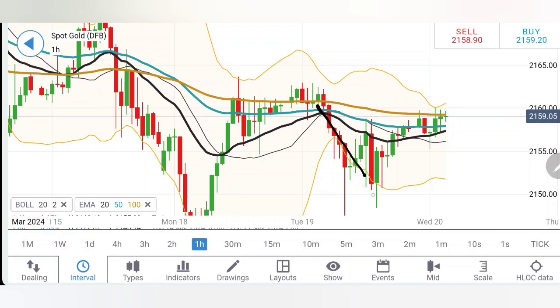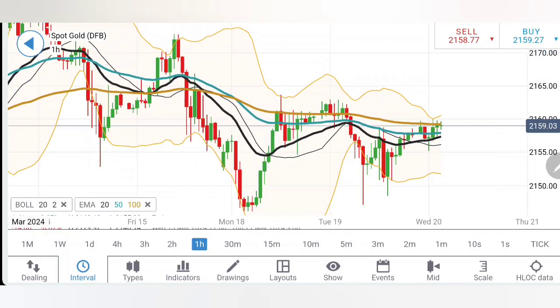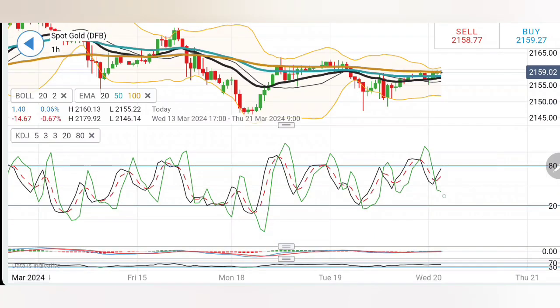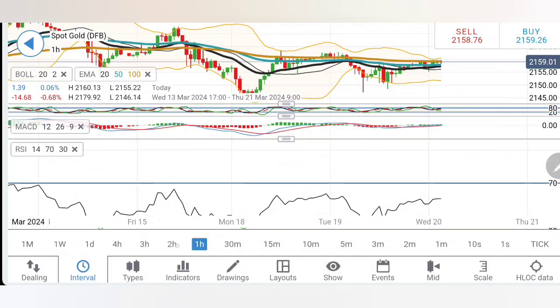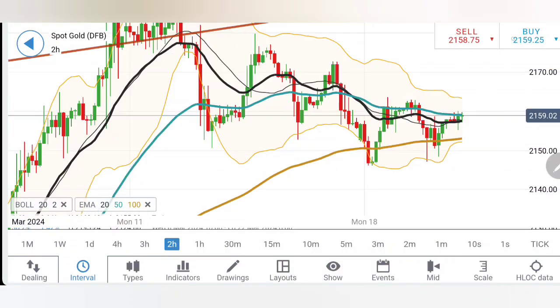Look, after consolidation, it is looking upwards. It is finding resistance here at 2160. So we have to wait for it to give a breakout. If you look at the stochastic, this is rising. The MACD is also divergent and bullish. RSI is rising.